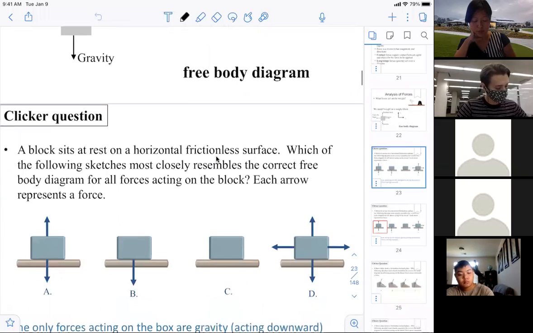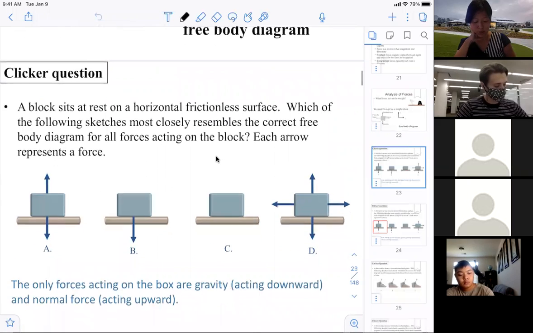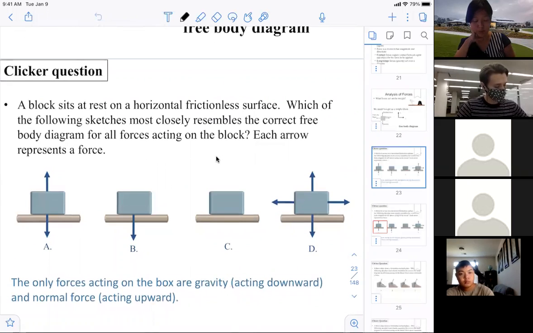All right, so let's look at a really quick question to check if we know how to draw a free body diagram. It's very simple. Here you have a block at rest on a horizontal surface that is frictionless, does not have any friction. Which one of these sketches is the correct free body diagram for the block?